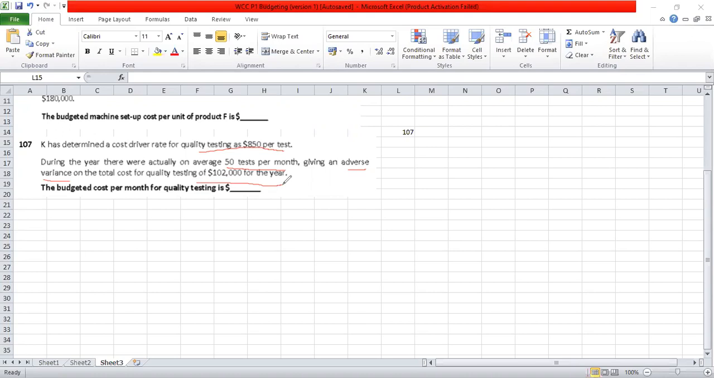They have determined a cost driver rate. The determined rate is the standard or budgeted rate. The budgeted rate stands at $850 per test. After that, the actual number of tests was on average 50 per month. So actual tests were 50. After that, it says there is an adverse variance on the total cost for quality testing of 102,000 for the year.